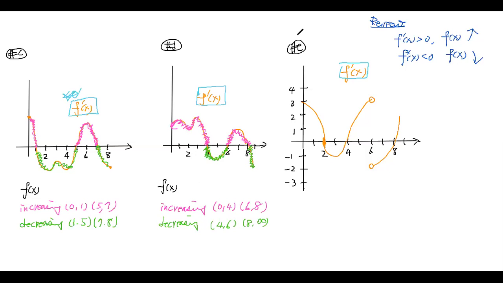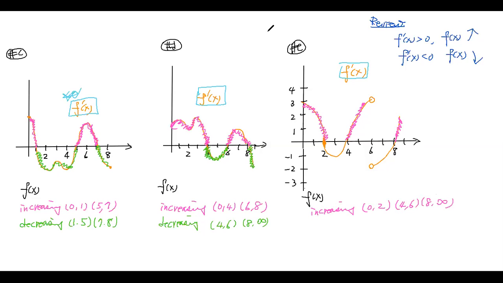Okay, so now let's take a look at the last one here. It's the same thing. We are looking for the f of x performance, right? So the same way, increasing is where the function is greater than 0. All this is greater than 0, and this is greater than 0. That means above the x-axis, right? So this is increasing. So where is it increasing? Let's see, here is 0 to 2, 4 to 6, and 8 to infinity.